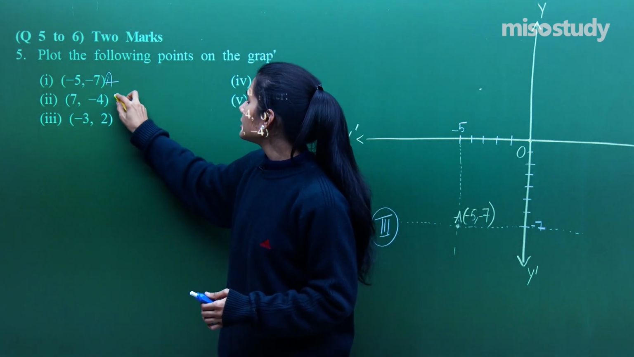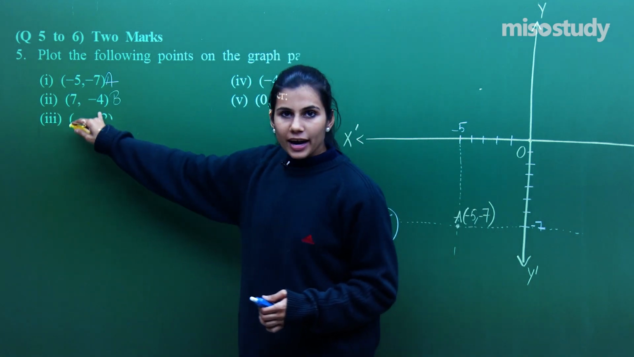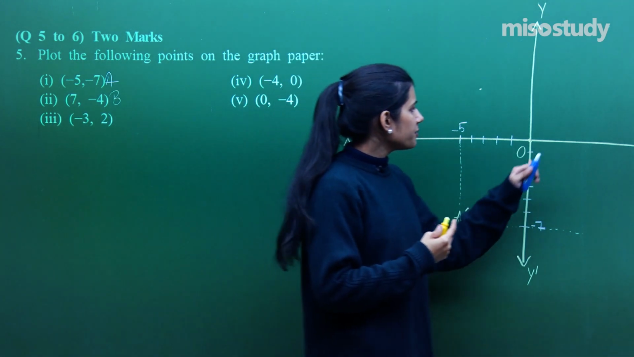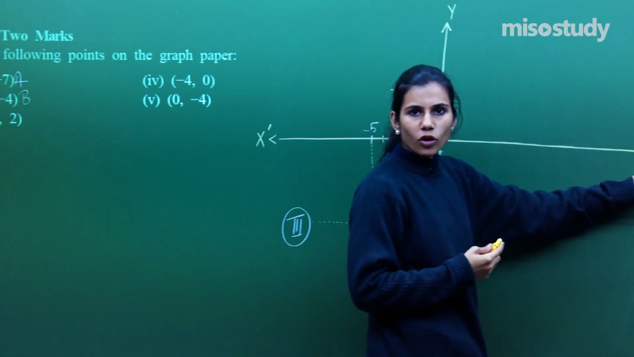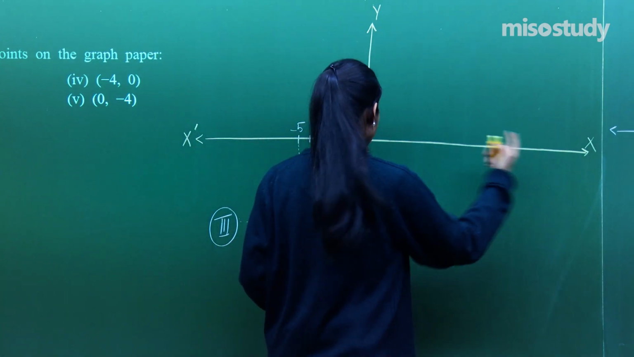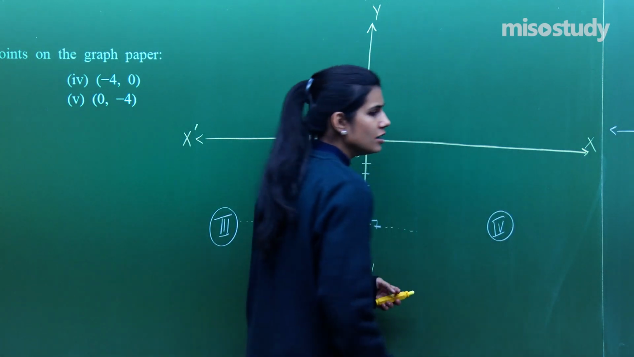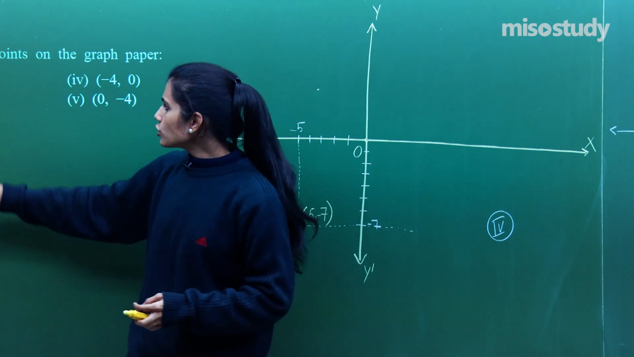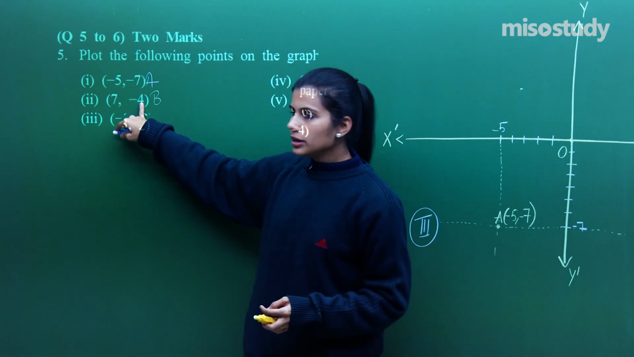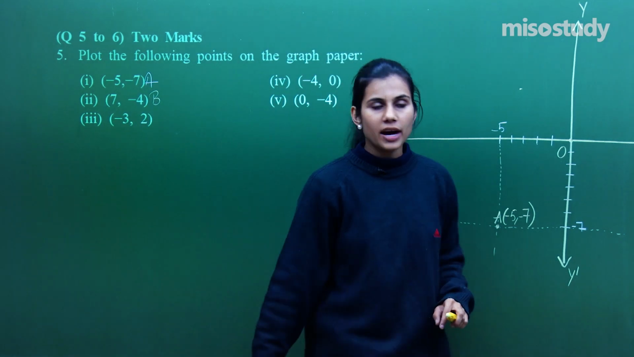This is 7, -4. Let's say this is point B. X coordinate positive, y coordinate negative. X coordinate positive means focus on the positive x-axis, y coordinate negative means focus on the negative y-axis. So which quadrant do I have in the picture? X, O, Y dash. That means my point B is going to lie definitely somewhere in the fourth quadrant. But where? So focus on the magnitude, 7 and 4. Move 7 units along positive x-axis and 4 units along negative y-axis.